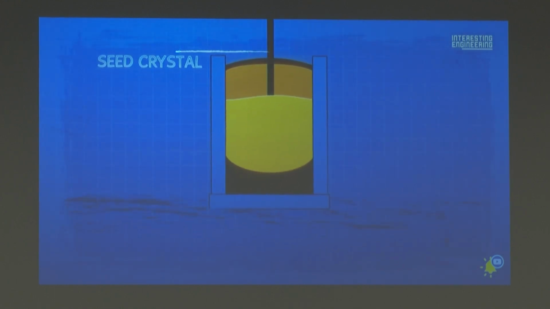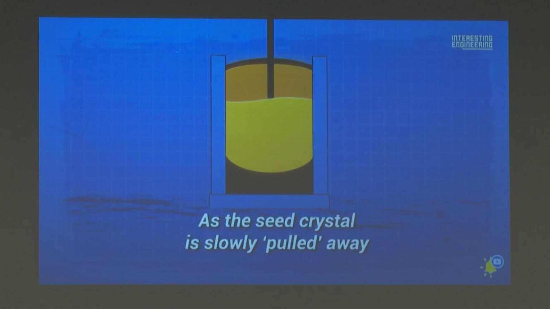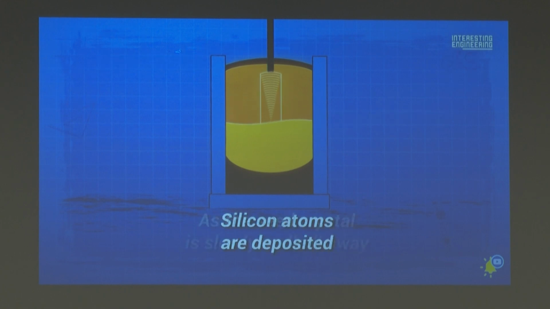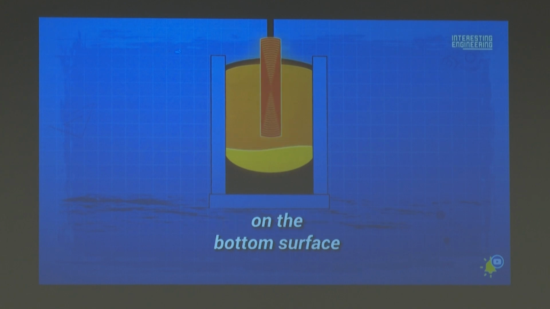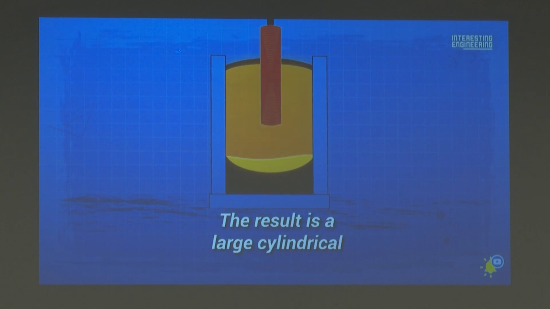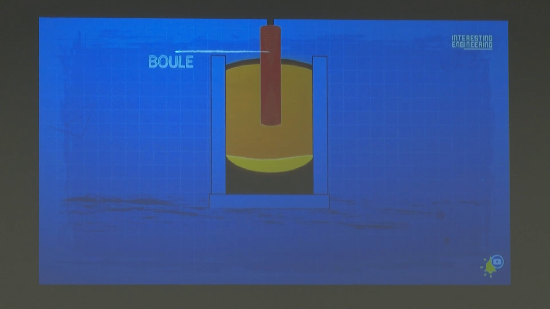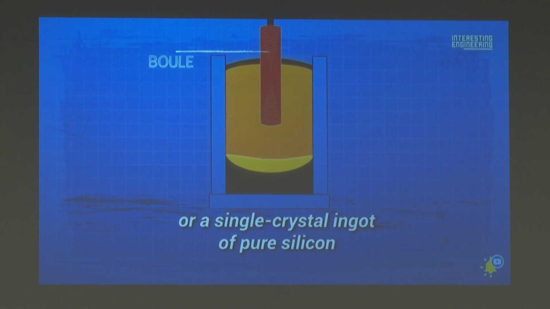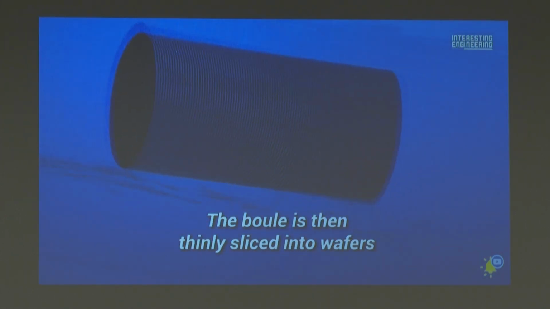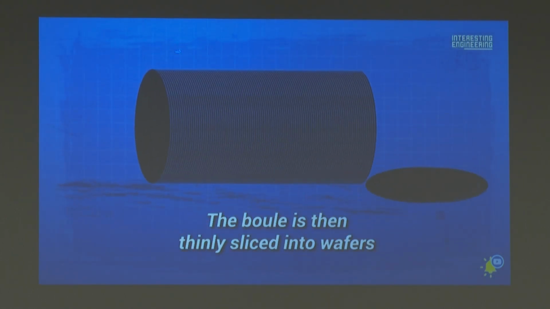Next, a seed crystal is placed in contact with molten silicon. As the seed crystal is slowly pulled away, silicon atoms are deposited on the bottom surface. The result is a large cylindrical boule, or a single crystal ingot of pure silicon. The boule is then thinly sliced into wafers.